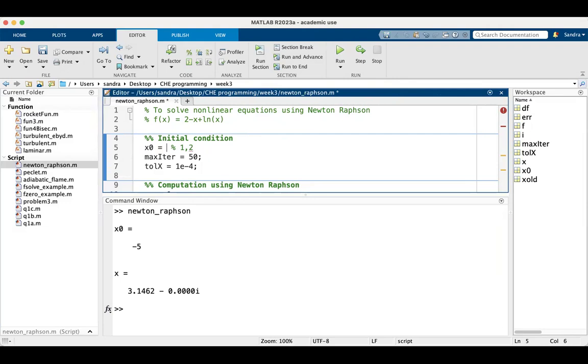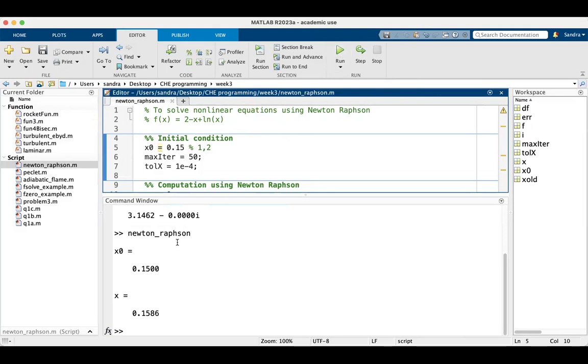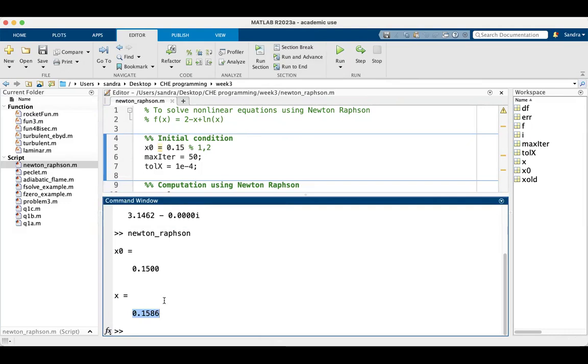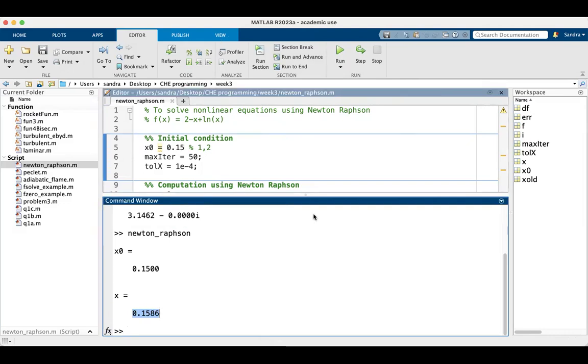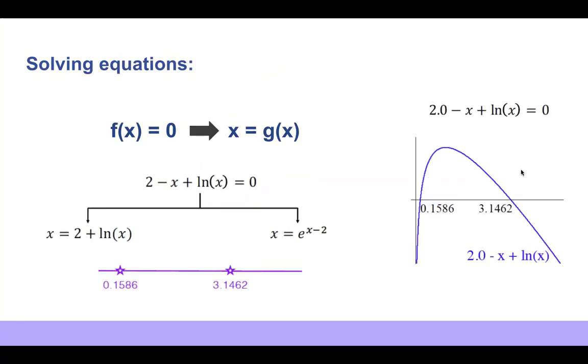Now let me give something that is very close to 1.5 something. I don't know whether you land up there. Yeah. And I gave a very, very close guess to 0.15, then it landed on 0.1586. So this method, what happens is, depending on the initial guess, you can either get the first solution or the second solution. Okay. It can work either way. Either you might land up here at 0.1586, or else you'll get the other solution, that is 3.1462. Either of them is possible.